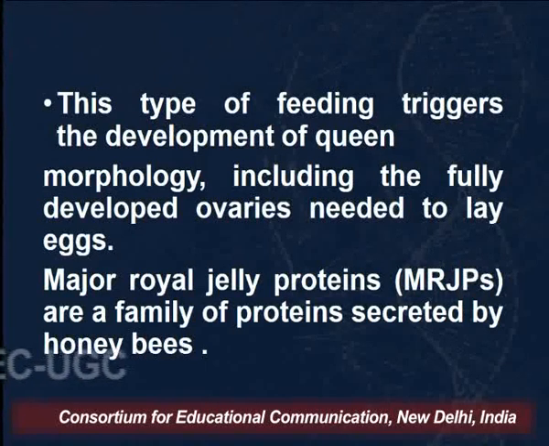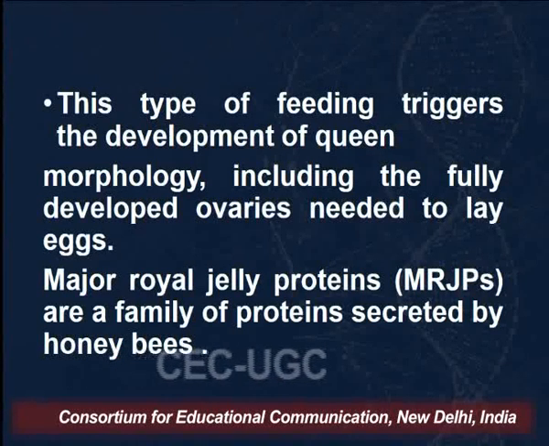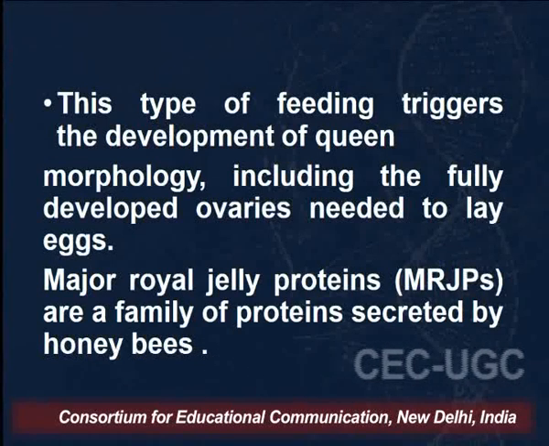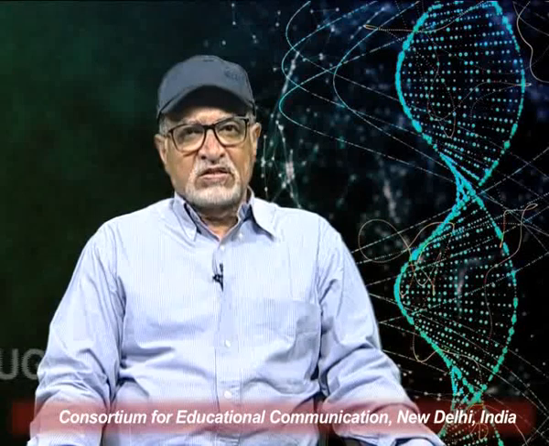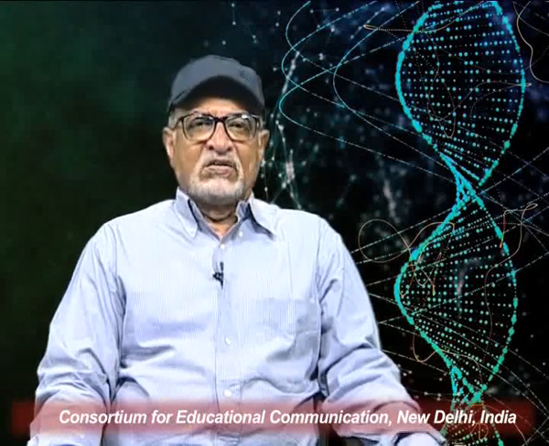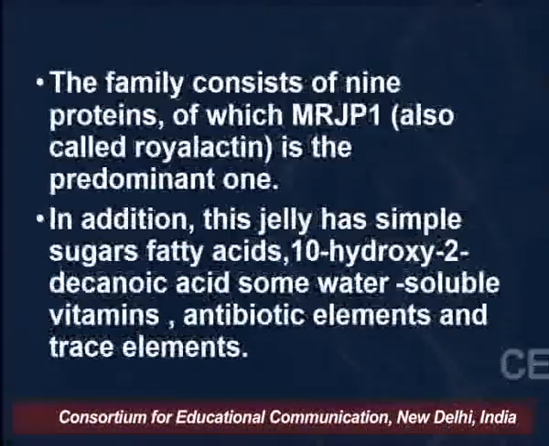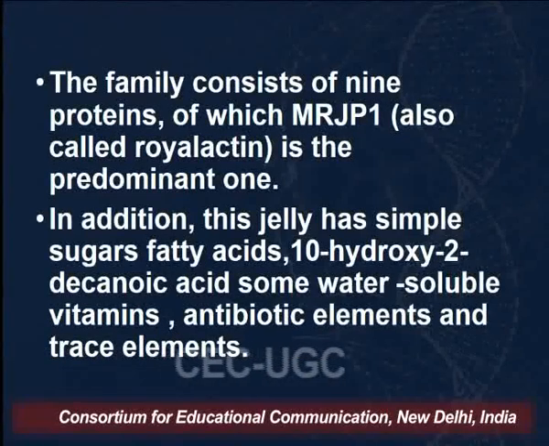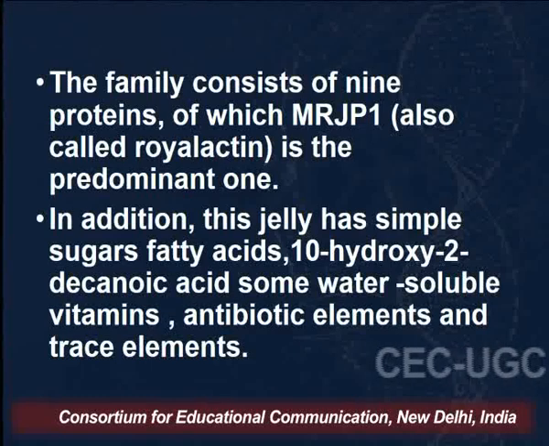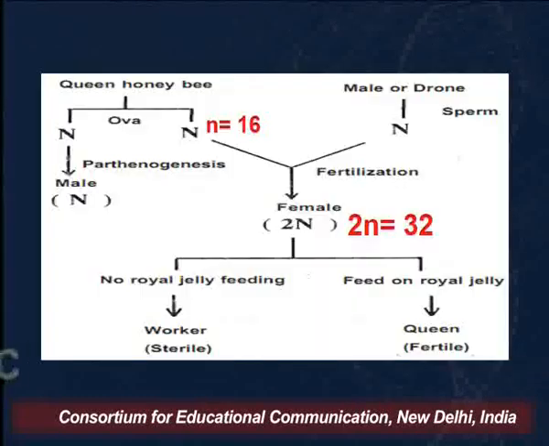And it has been found that these royal jelly components include what are called major royal jelly proteins, abbreviated as MRJPs. So they are the kind of proteins which are synthesized by the bees. And there are about 9 types of different proteins, and in addition this jelly has simple sugars, fatty acids, 10-hydroxy-2-decenoic acid, and many water soluble vitamins, antibiotic elements, and other trace elements.